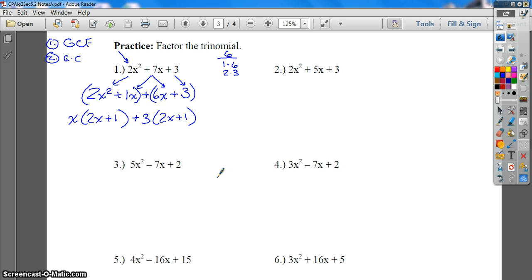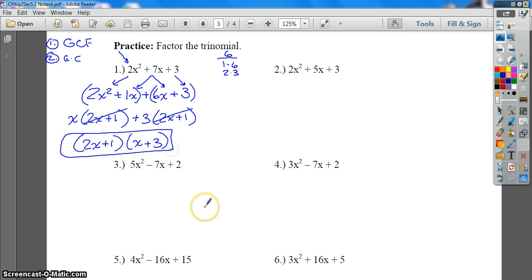When you pull that GCF out by factoring by grouping, you should notice that this 2x plus 1 matches up with this 2x plus 1. So I'm going to pull out another GCF, but this time my GCF is a binomial. My GCF is 2x plus 1 in both, so I'll pull out these 2x plus 1s. They're gone now, and I'll have left x plus 3. And there's your solution. That trinomial is factored.